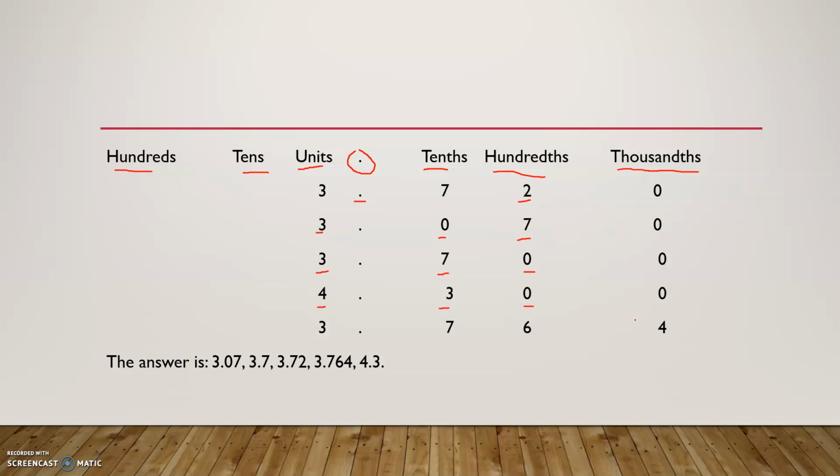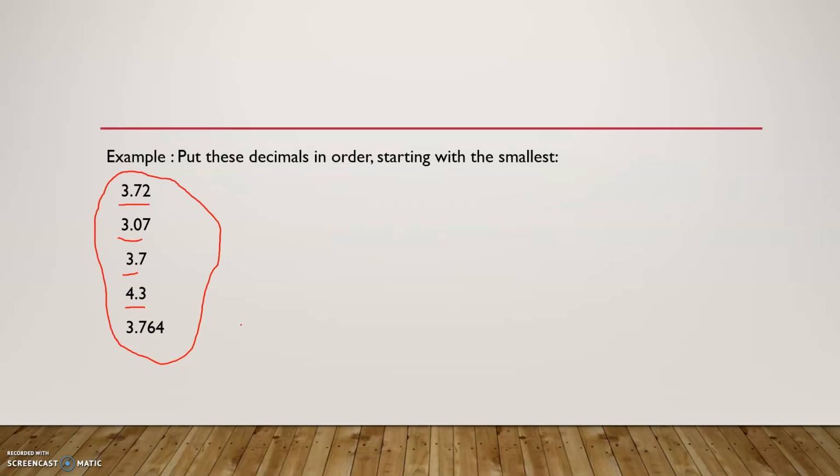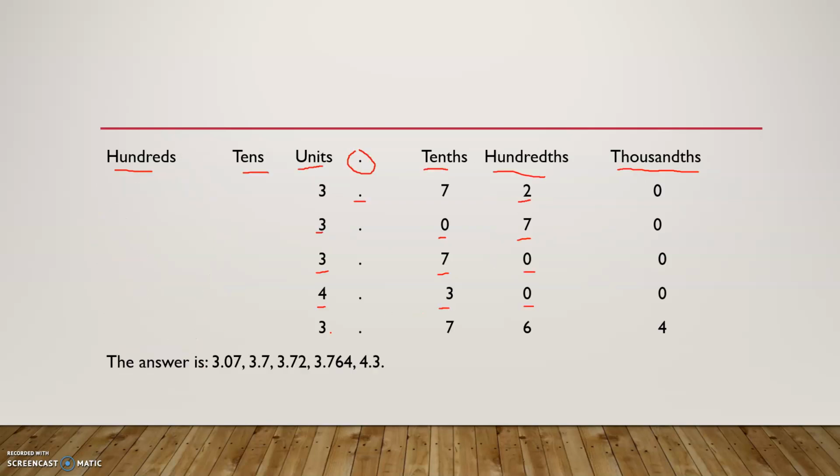You see these ones have all zeros, but as we know 0 has no value, so we can add zeros after any numbers, it doesn't matter. So next one we go 3.764, so you put 3 under units, and then you go decimal, 7 under tenths, 6 under hundredths, 4 under thousandths.